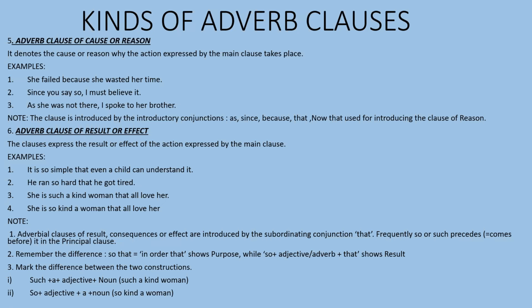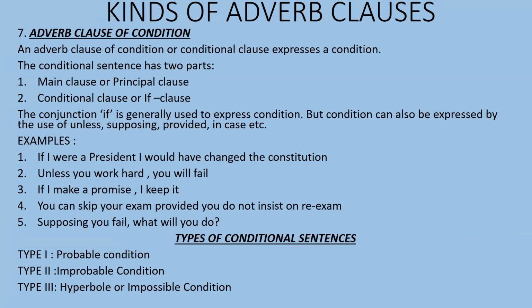Look at these two expressions. In this, so that and in order that show purpose, while so plus adjective or adverb plus that shows the result. Such plus a plus adjective plus noun, such a kind woman. So plus adjective plus a plus noun, so kind a woman. So mark the difference that you have seen here.